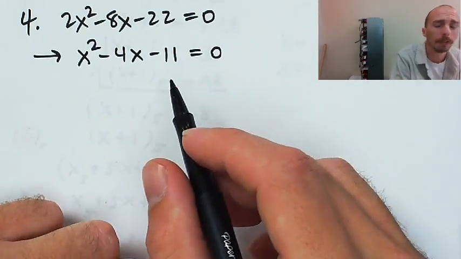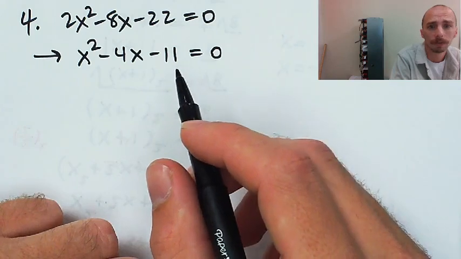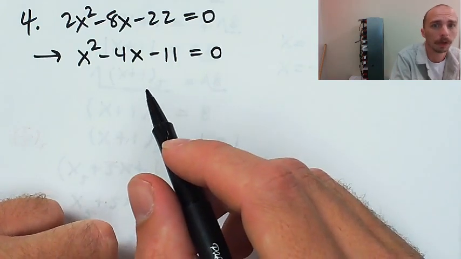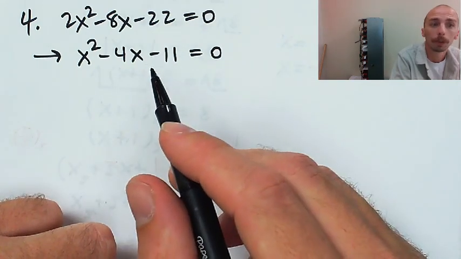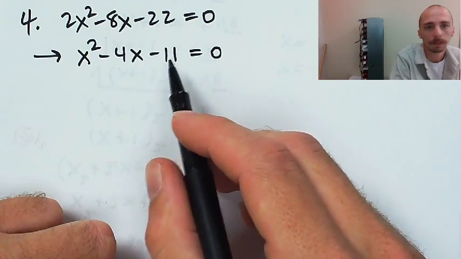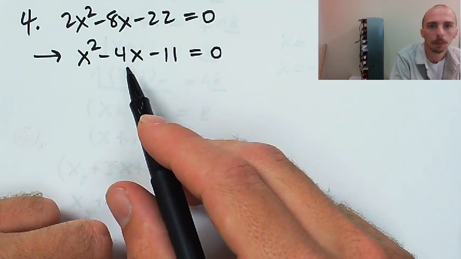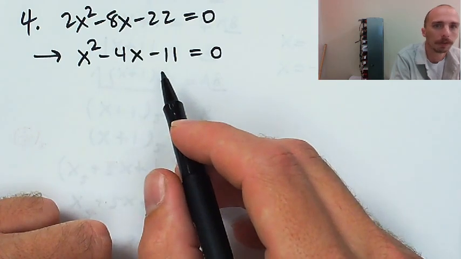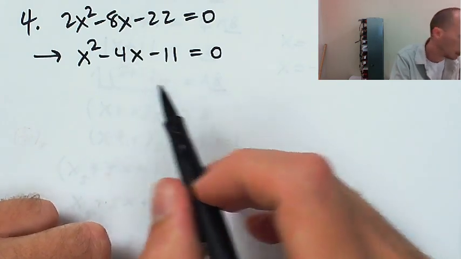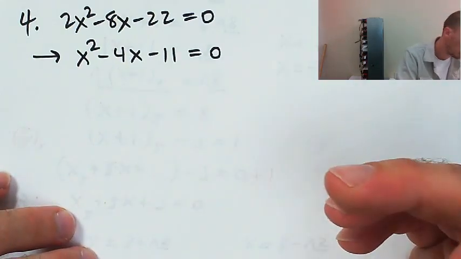I didn't even mention this the last time. We should probably check to make sure it's not factorable, even though it says complete the square. It's much easier to solve something with factoring. But I can't think of any factors of negative 11 that would add to negative 4. It's just going to be 11 and negative 1 or negative 11 and positive 1. And neither of those are going to add up to negative 4. So we have to complete the square.